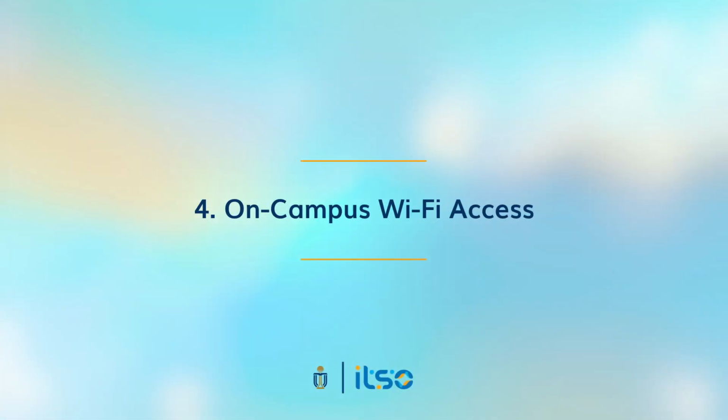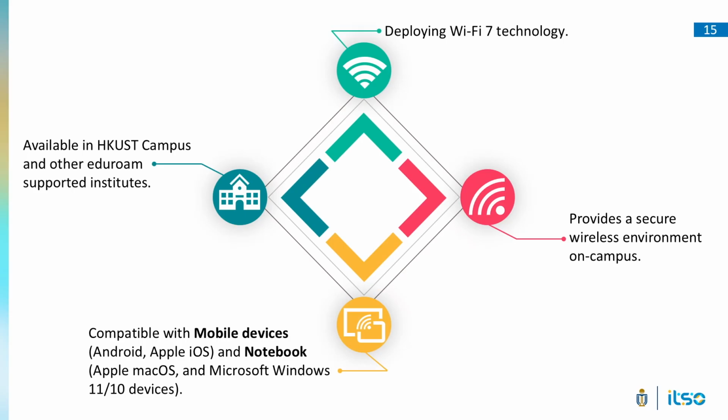Moving on, let's talk about on-campus Wi-Fi access. Connecting to Wi-Fi on campus is easy. We will be deploying the Wi-Fi 7 network, which provides a secure wireless environment. It is compatible with various mobile devices, including Android and Apple iOS, as well as notebooks running Apple Mac OS and Microsoft Windows 11 or 10. The service is available throughout the HKUST campus and at other institutions supporting Eduroam.